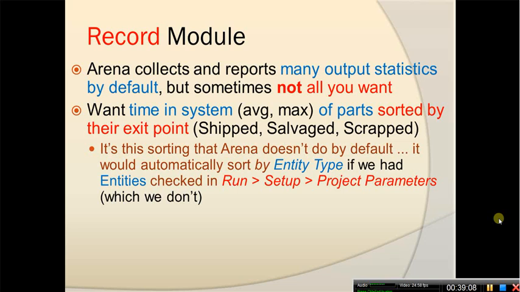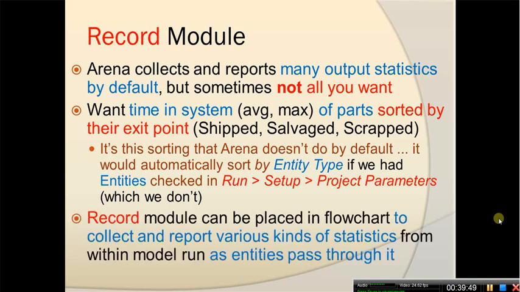And so if we were interested in just getting the cycle time or time in the system based on entity type, part A or part B, all we would need to do is run setup, project parameters, and then check the entities box to collect the statistics on entities. But this will not help us. It will collect the time in the system, or cycle time, for part A and for part B separately. But we want it by shipped, salvaged, and scrapped, by what happens there at the end.